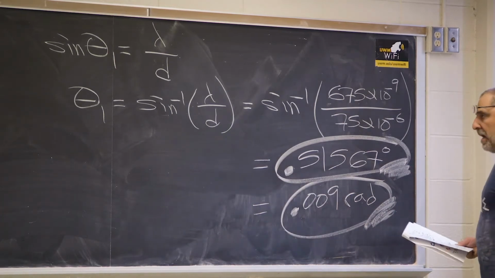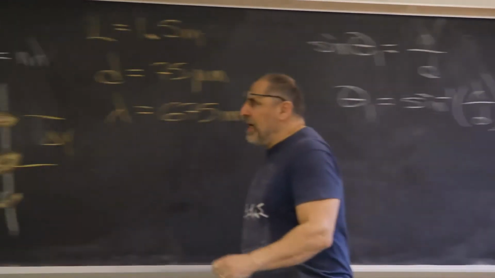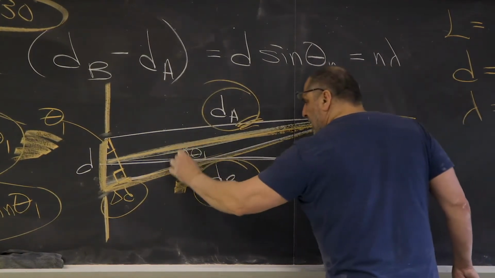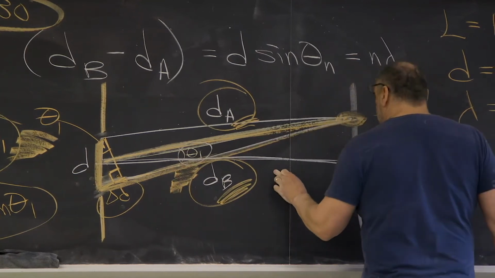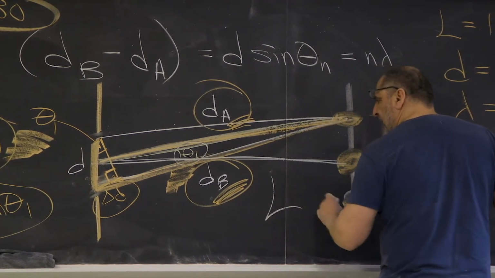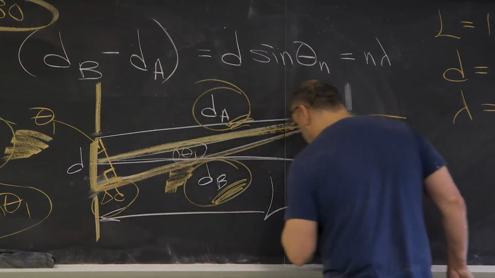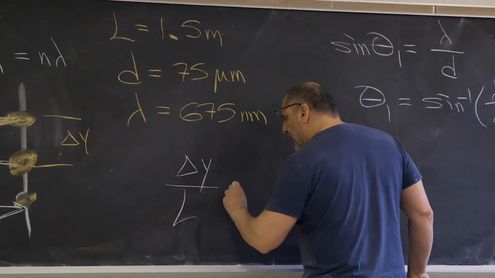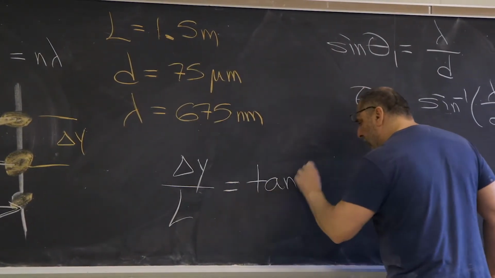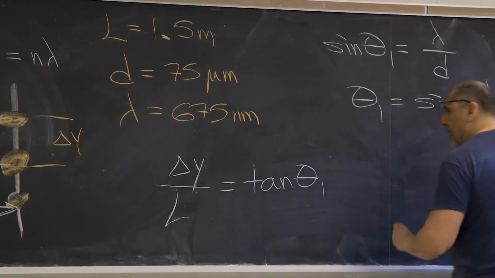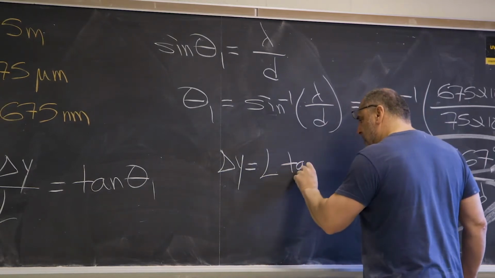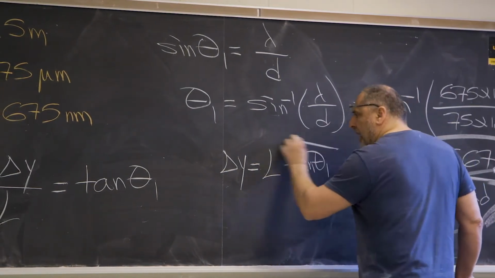Okay. Now I'll tell you what. We can mimic the whole thing right here. We can say this is it. Theta 1's right here. This is big L on the bottom right here. This is big L, the length from here to here. That's big L. That's delta Y. I got news for you. Delta Y over big L is equal to the tangent of theta 1. Delta Y is equal to L times the tangent of theta 1.